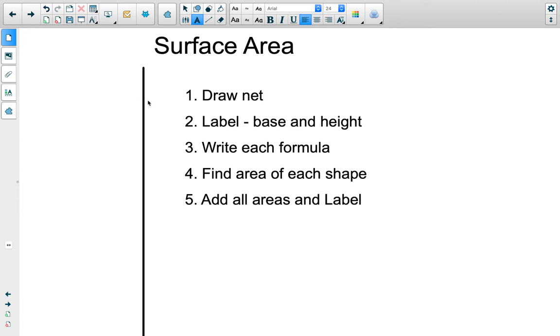In your notes, I want you to write these three steps. There's obviously five steps. First, we're going to draw the net. We're going to label our shapes, base, and height. Write the formula for each of the shapes. Find the area of each shape, and then add them all up. Those are your steps. If you need to pause the video to write them down, make sure you do.